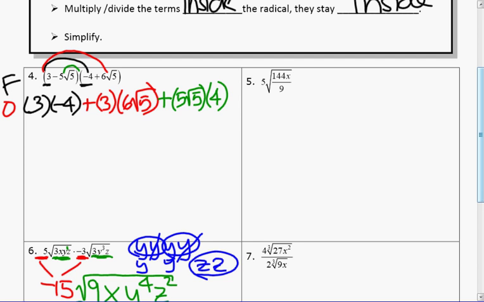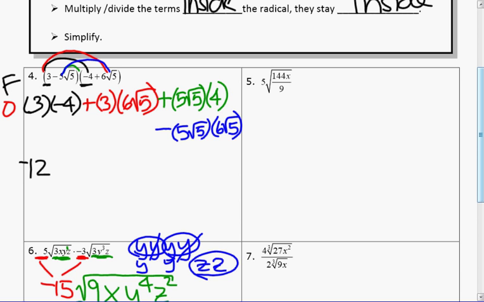And then we have last, which is this negative square root of 5 times 6 square root of 5. We have a negative times a positive, so that's a minus. And we have 5 square root of 5 times 6 square root of 5. All right, so let's put our multiplying into use. So we have 3 times negative 4. That will give us a negative 12.